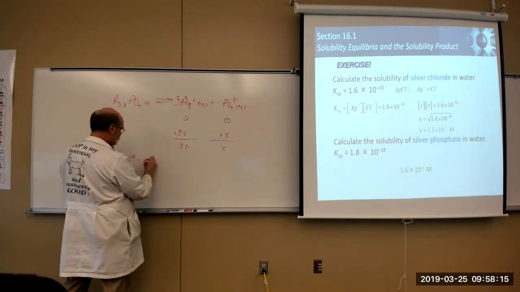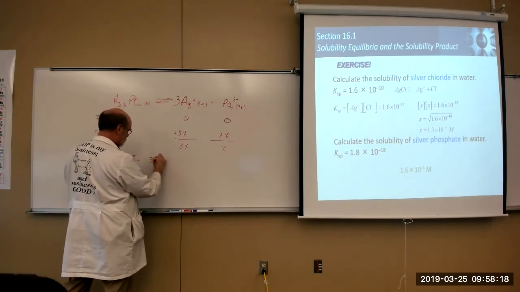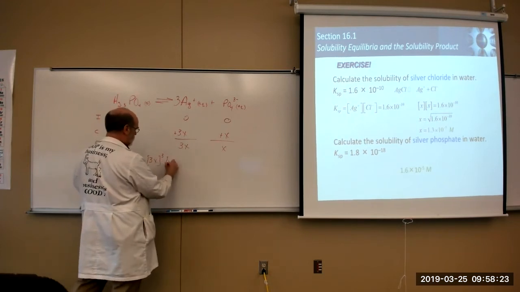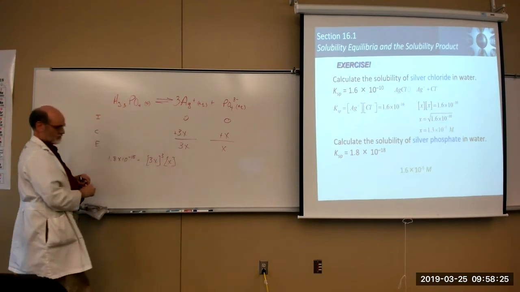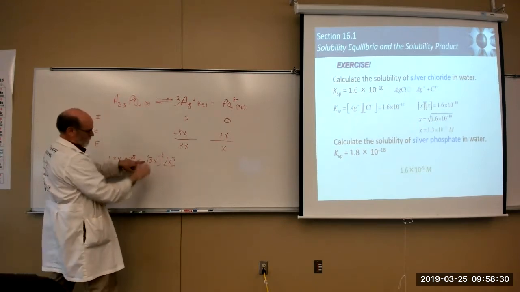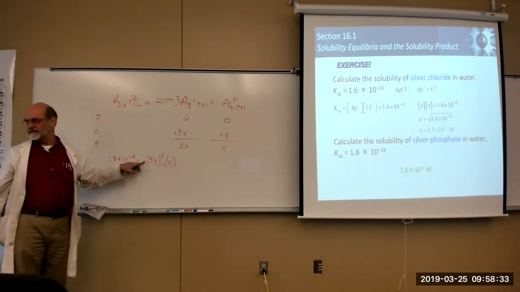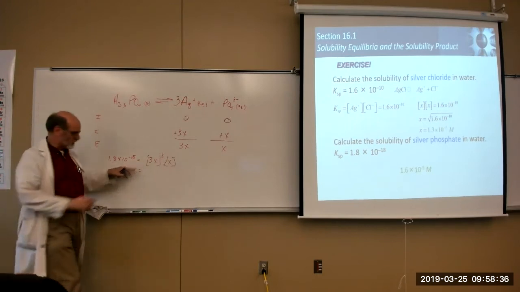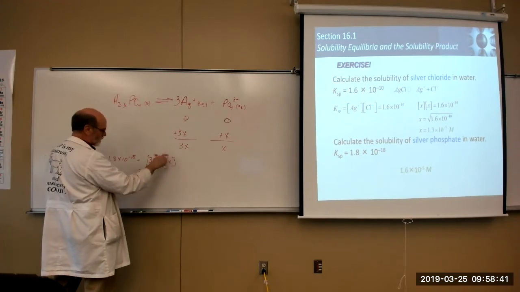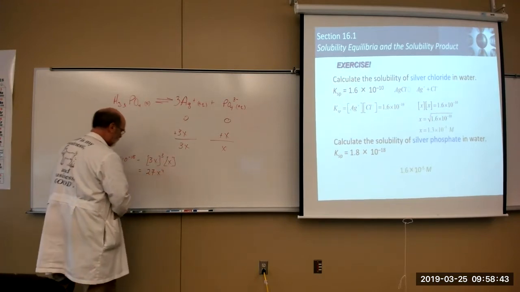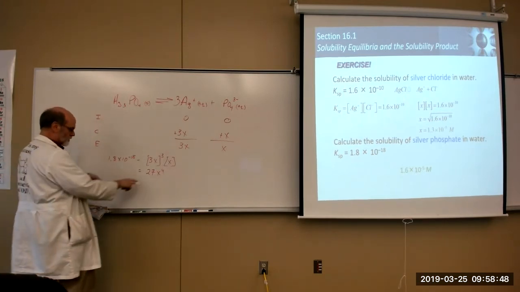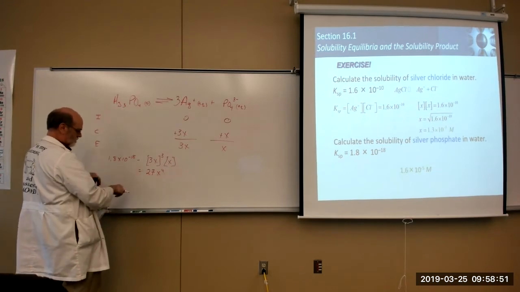So the product here is going to be 3X to the 3rd power and X to the 1st power. Okay? So what does that mean? Well, 3 to the 3rd power is what? 27. And then X to the 3rd power and X to the 1st power is X to the 4th power. Okay? So we just divide both sides through by 27.